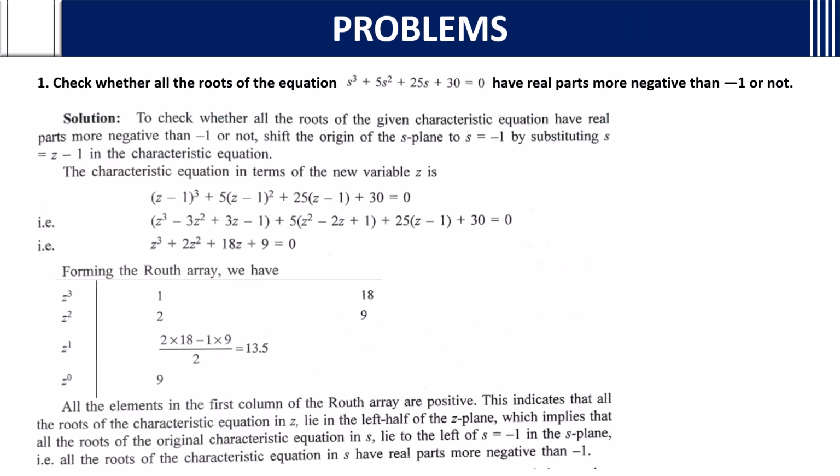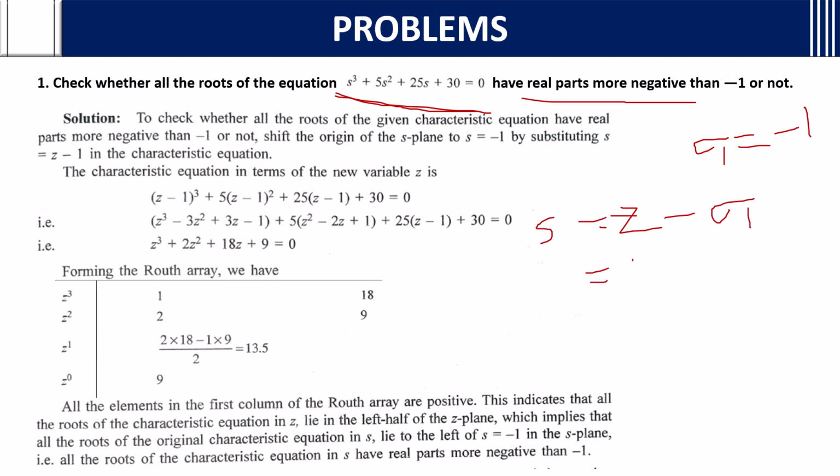We will see problems now. Check whether all the roots of the characteristic equation have real parts more negative than minus 1 or not. Here minus 1 is sigma 1, so sigma 1 equals minus 1. As we have seen previously, in this characteristic equation you need to substitute s equals z minus sigma 1, which is z minus 1. So z minus 1 you need to substitute.